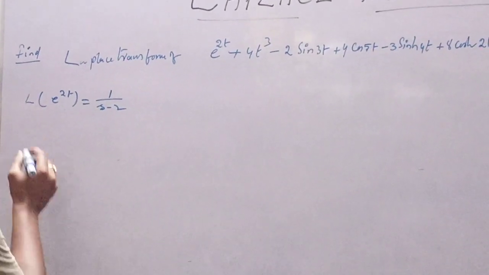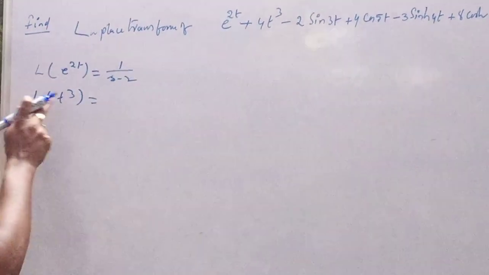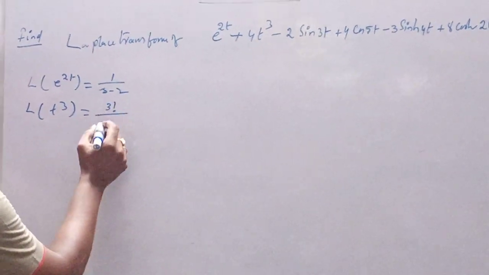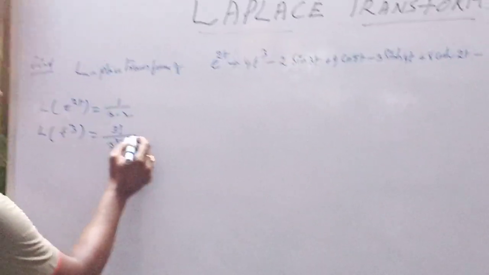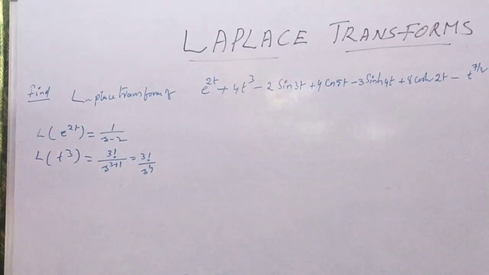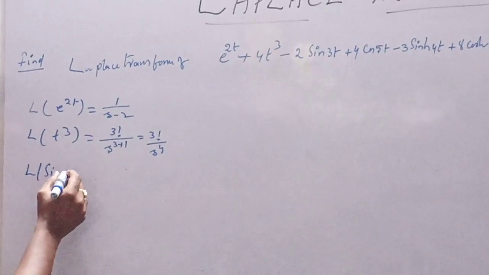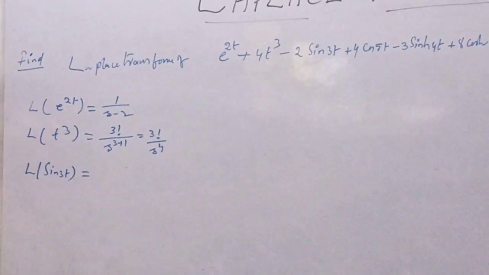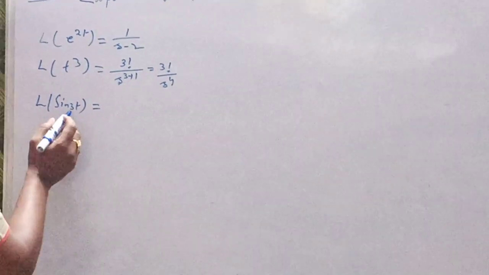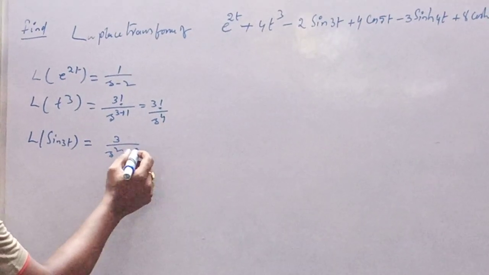This is the Laplace transformation of t^3. Here n belongs to the positive integers, so it is 3 factorial by s to the power of 3 plus 1, which is 3 factorial by s^4. Next, the Laplace transformation of sin 3t is a by s^2 plus a^2, where a is 3, so 3 by s^2 plus 3^2.